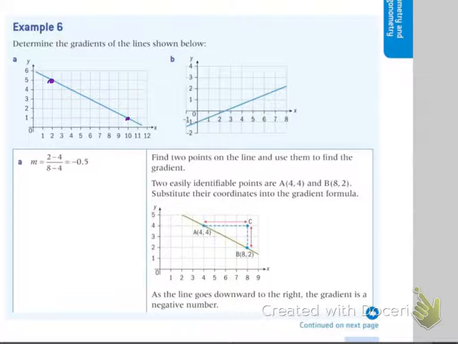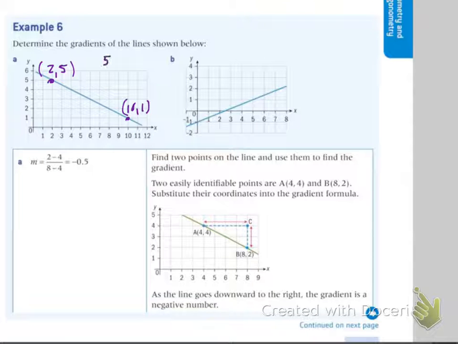They chose points 2, 8, 8, 2, because they do 8, x is on the bottom. Where are we? X is on the bottom. 8, 2, and then 4, 4. So I chose 2, 5, and 10, 1. I should still end up with the same thing.